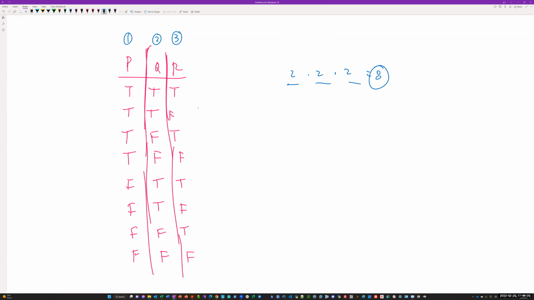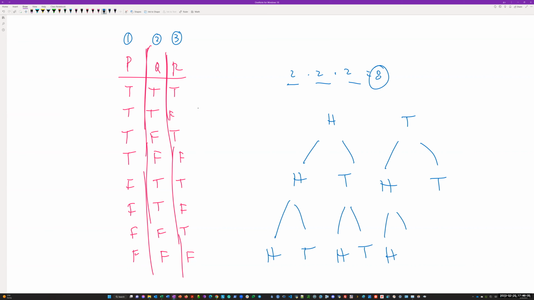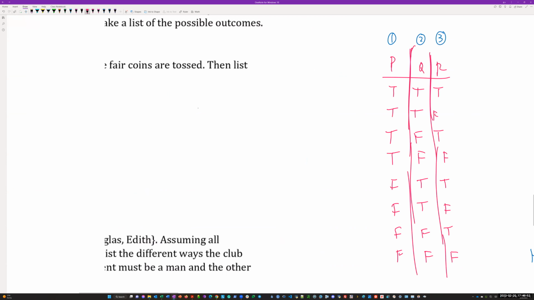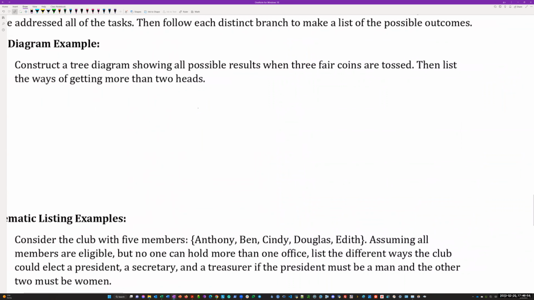Is that right? First one could be heads, second one could be tails. This could be heads or tails. This could be heads or tails. And then this last one would be heads or tails. And that's all the different possibilities. Is that right? Does that make sense, guys? We've done this before. So there's 8 total ways there.